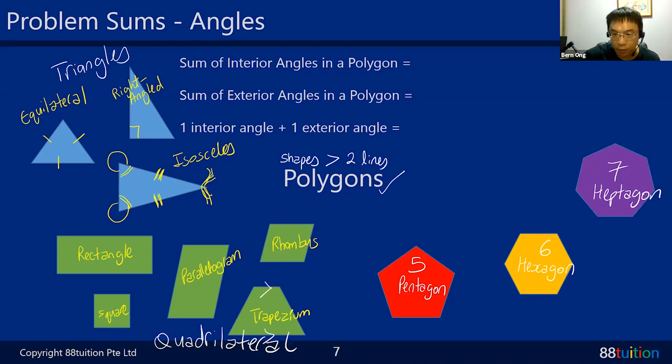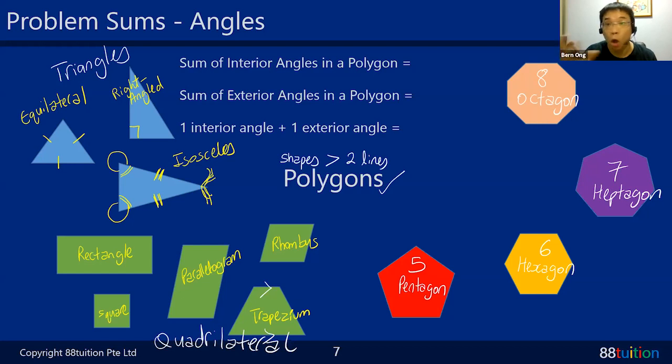So after that, there will be the 8-sided. This is called the octagon. How do you remember? Octopus, octagon, octopus. Octopus got how many legs? 8 lah. 8-sided, 8 legs, octopus. Not October, octopus. Octopus got 8 legs, so got 8 sides.